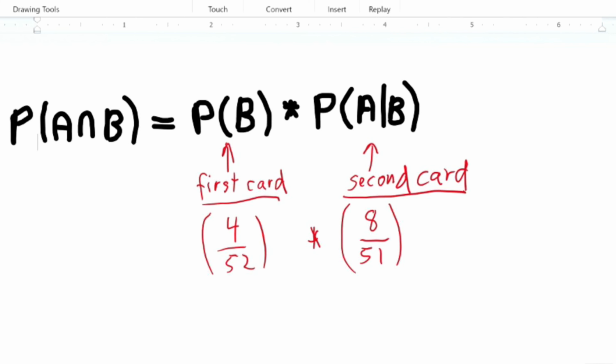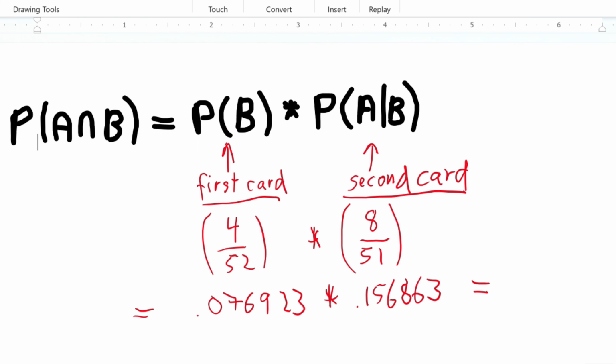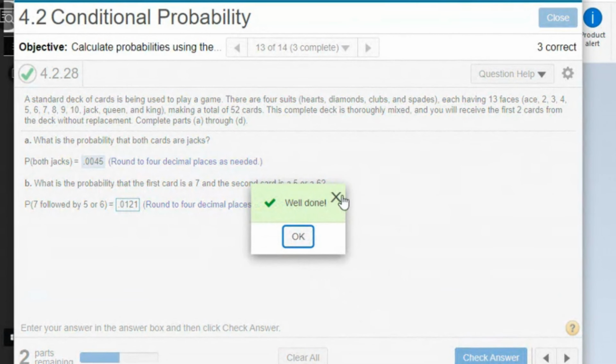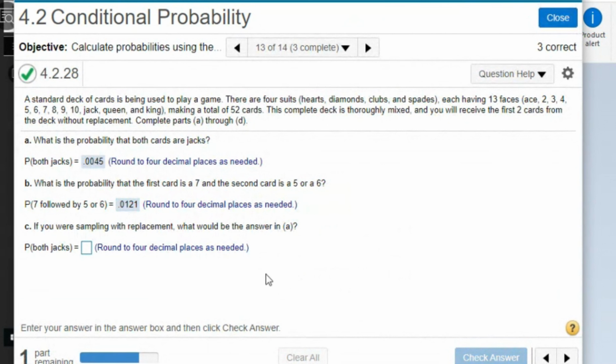So now let's divide 4 out of 52. We already calculated that. It's 0.076923. And 8 out of 51 is 0.156863. Now let's multiply and we get 0.012066. And my lab wants 4 decimal places, so the answer is 0.0121. Great! Moving on to part C, if you were sampling with replacement, so that means we put the first card back and then select a second card.